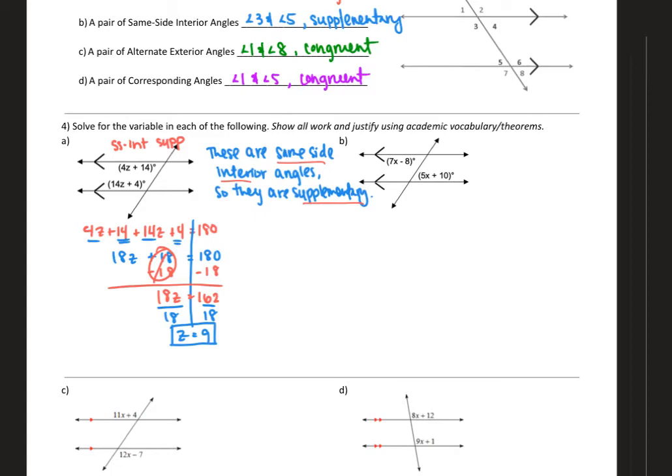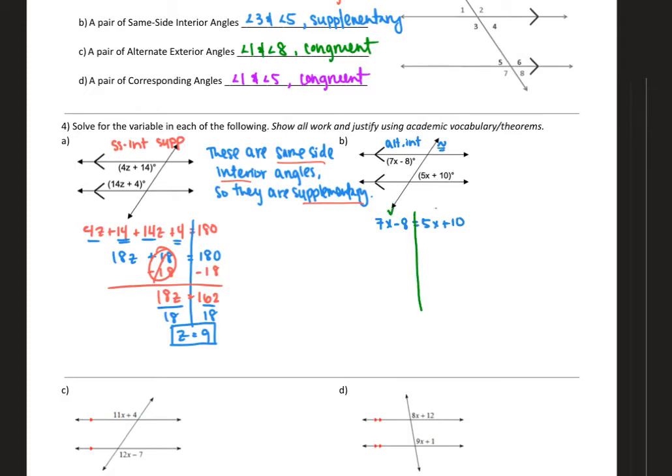These ones are on opposite sides of the transversal, so they're alternate, and they're on the inside, so these are alternate interior angles. And remember, alternate interior angles are congruent. So to solve, we're going to set them equal to each other. So 7x minus 8 equals 5x plus 10.